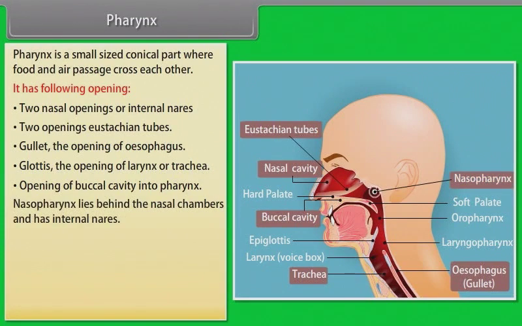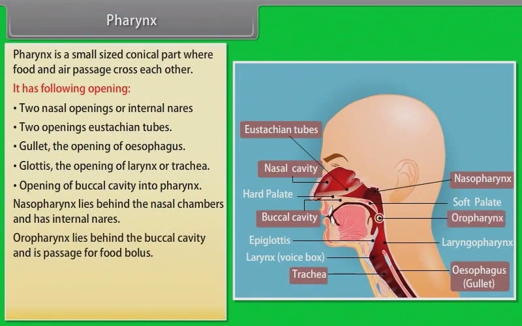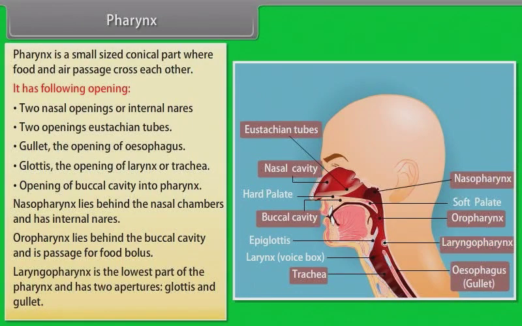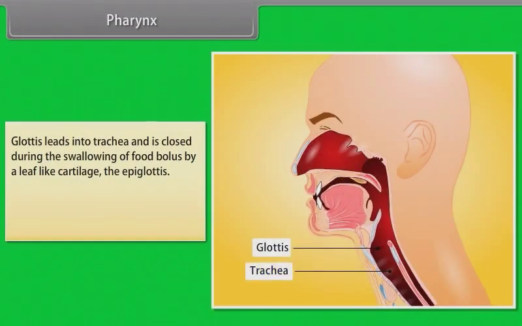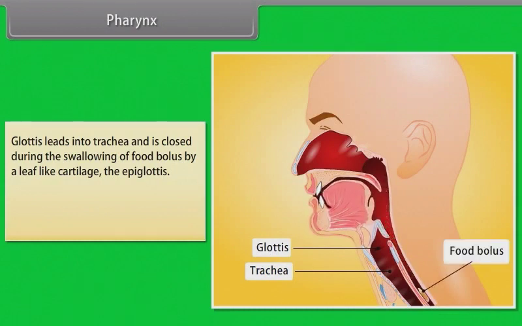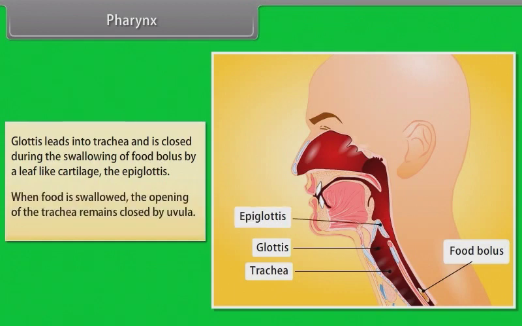Nasopharynx lies between the nasal chambers and has internal nares. Oropharynx lies behind the buccal cavity and is the passage for the food bolus. Laryngopharynx is the lowest part of the pharynx and has two apertures, the glottis and the gullet. Glottis leads into the trachea and is closed during the swallowing of the food bolus by a leaf-like cartilage, the epiglottis. When food is swallowed, the opening of the trachea remains closed by the uvula.